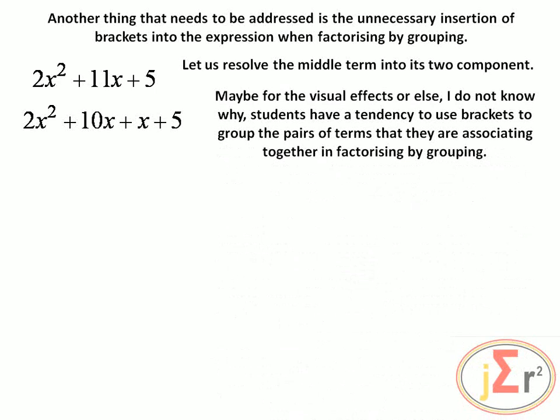Maybe for the visual effects, or else I do not know why, students have a tendency to use brackets to group the pairs of terms that they are associating together in factorizing by grouping, which is totally unnecessary, because if they are grouping these two, they just take the first two. After taking those first two, they'll take the other two, and there's nothing else to it.